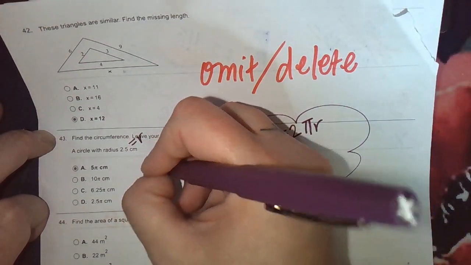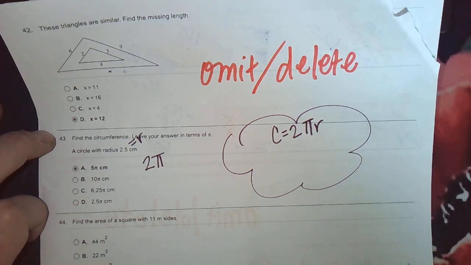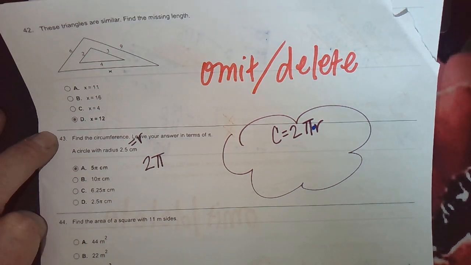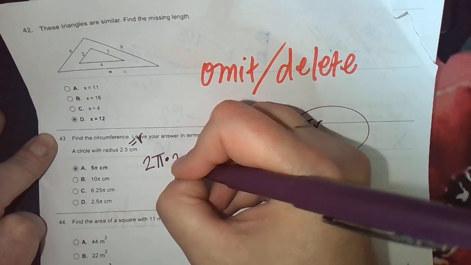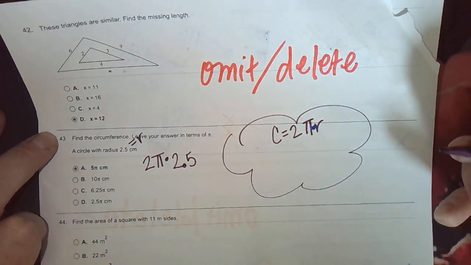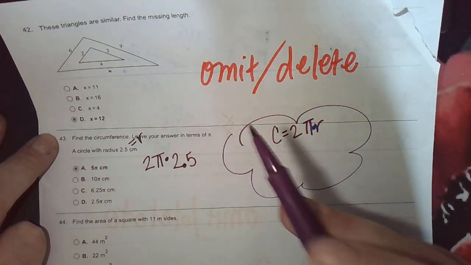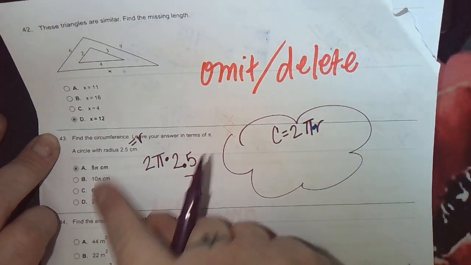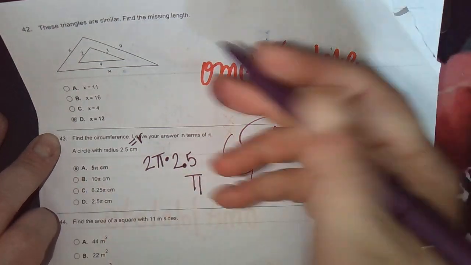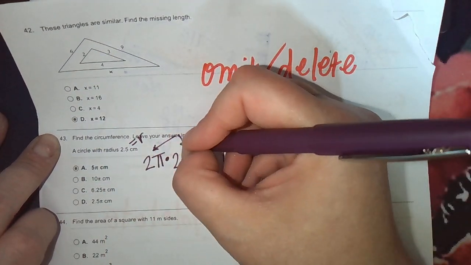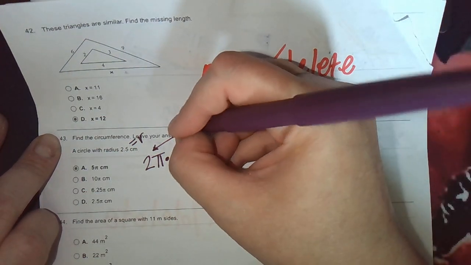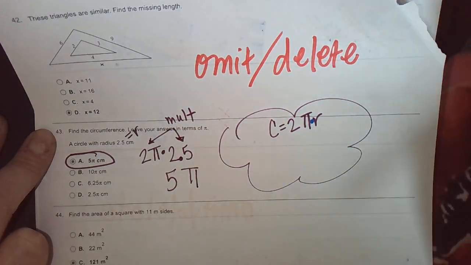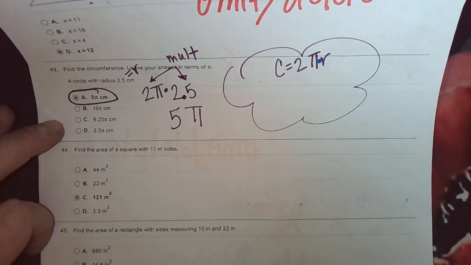2 pi. And then what's that r doing to the 2 and the pi? It's all squished up on it, so it's multiplying. So 2 pi multiply 2.5. Then it says leave your answer in terms of pi, which means we're going to keep the pi in our answer because there's pi's all over here in your multiple choice answers. And then you're going to multiply that 2 and 2.5. If you multiply those, you get 5 pi. Hey, there's your circumference. Let's keep going.